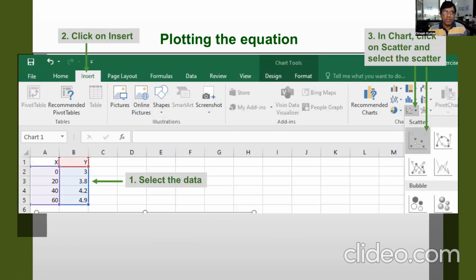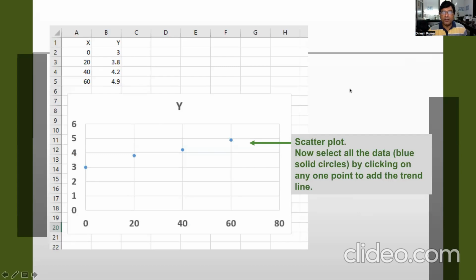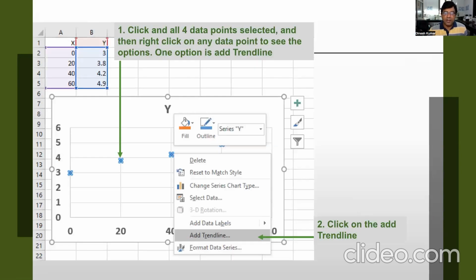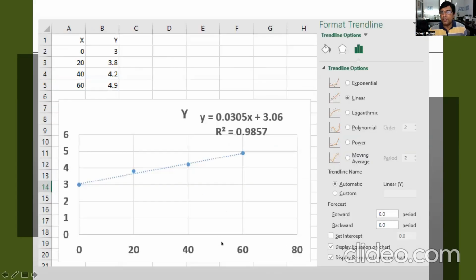And then for plotting the equation in graphs, you can go to Insert and put a scatter plot, and then select the data, right-click and add the trend line. Trend line is here. You can add a trend line. On the right extreme, you can see linear, polynomial of degree 2, 3, 4, 5. You can play with it. And then tick these two: display equation on the chart and display R squared value on chart.